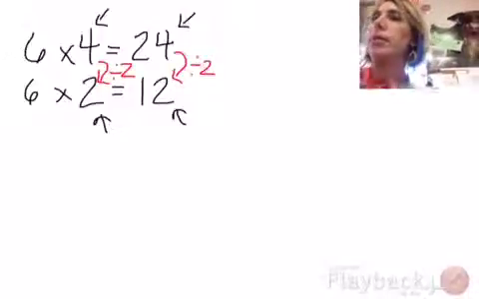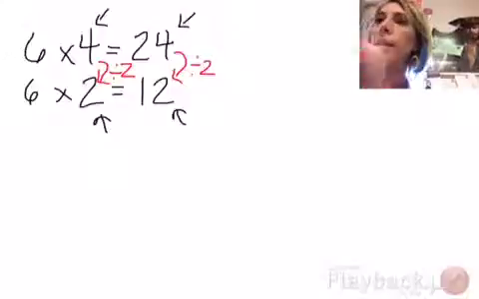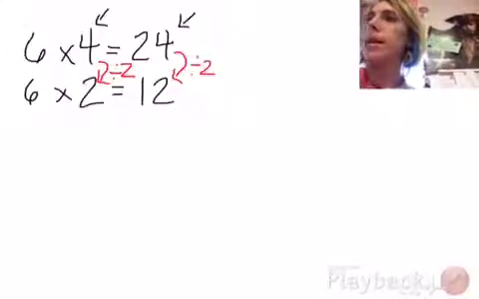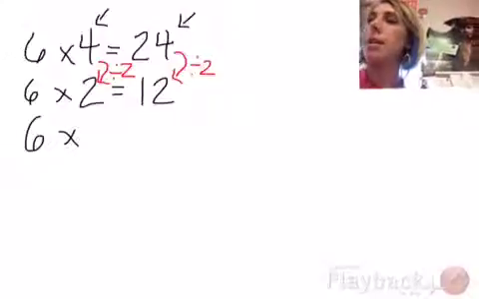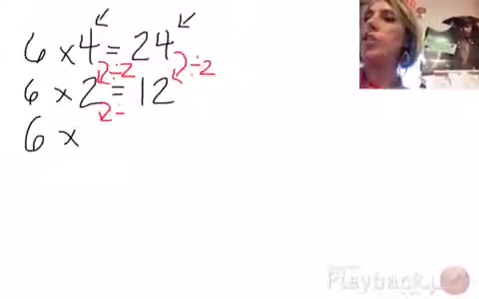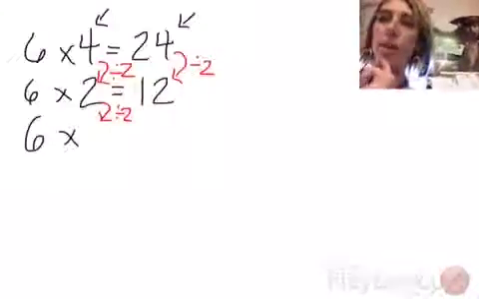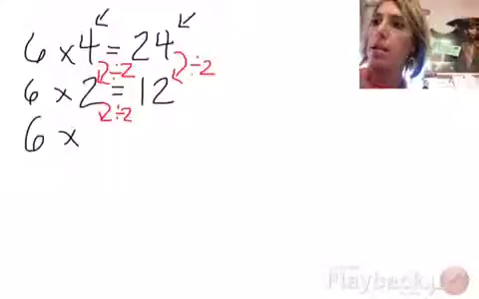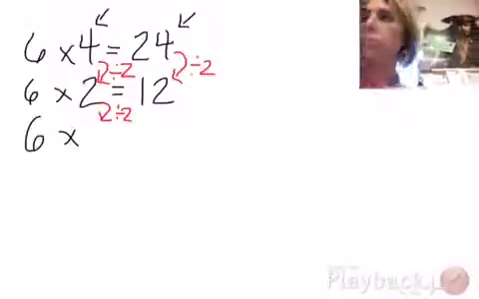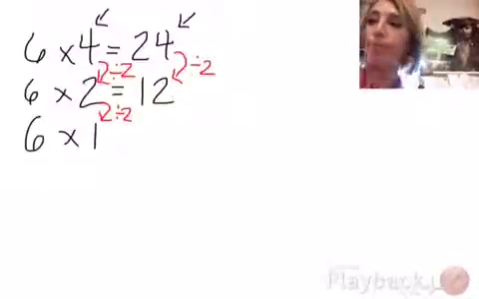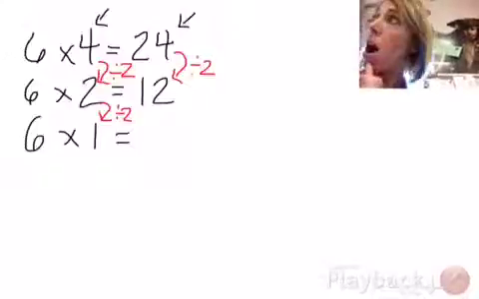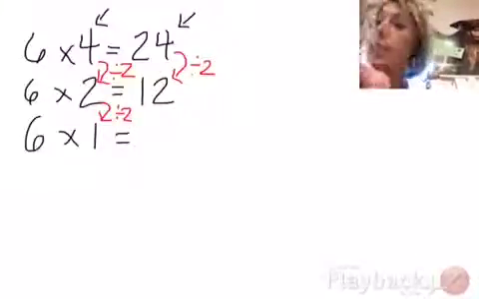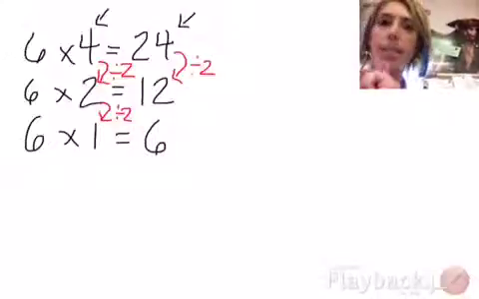Okay. So let's try another one. So now if I keep going with this, and now I say 6, let's try this, 6 times, let's keep going with the division by 2 pattern. What number is my factor going to be? So 2 divided by 2 is 1. And what is 6 times 1? Identity property of multiplication happening here. 6 times 1 is 6.